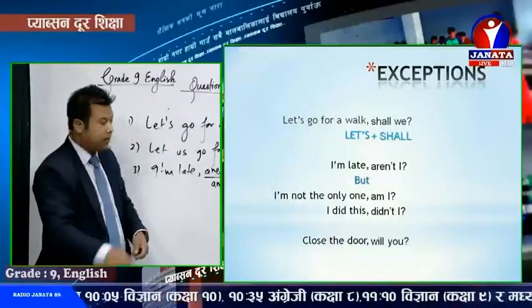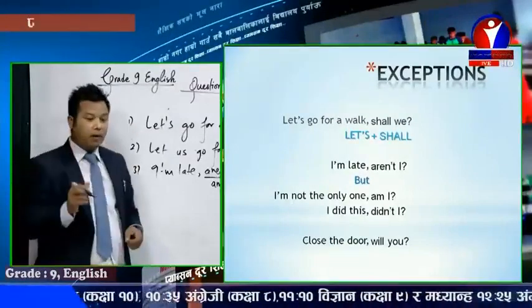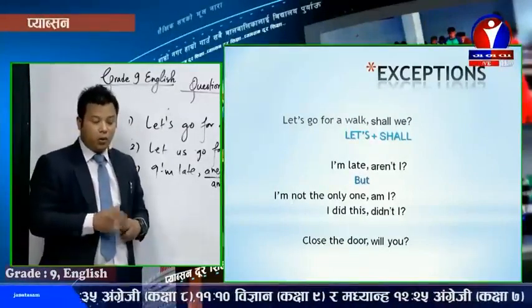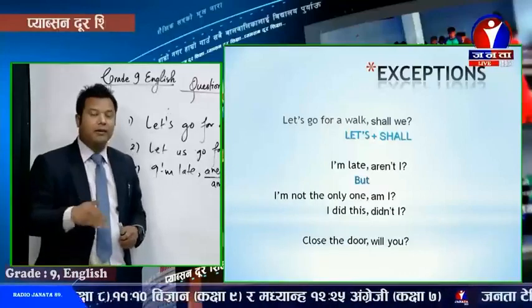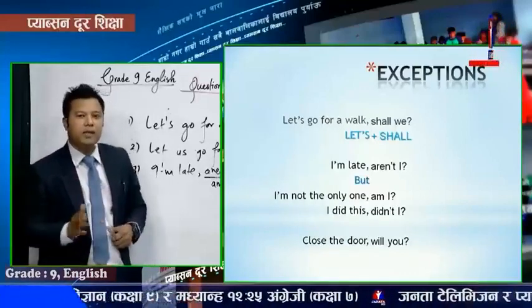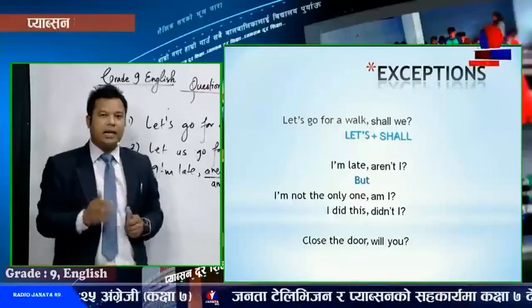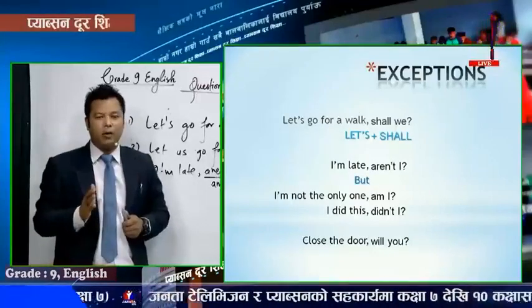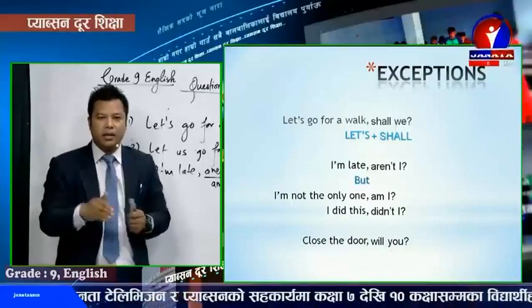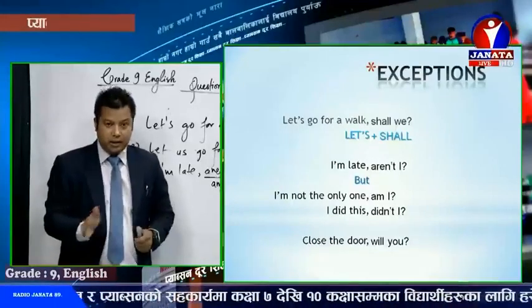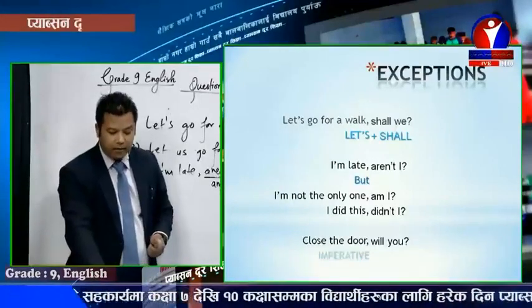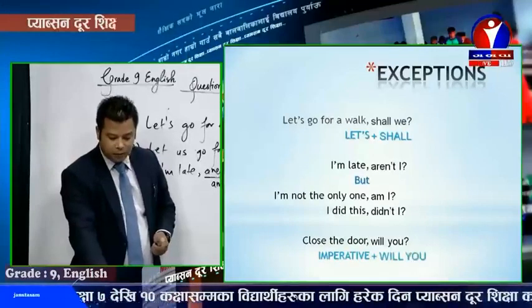Close the door. With every imperative, as you have already learned, the tag is "will you?" Close the door, will you? Don't close the door. That is also "will you". In an imperative sentence, whether the statement is positive or negative, the tag is always positive and always "will you". It doesn't change, it remains constant. It's not a dynamic thing over here. Move on.